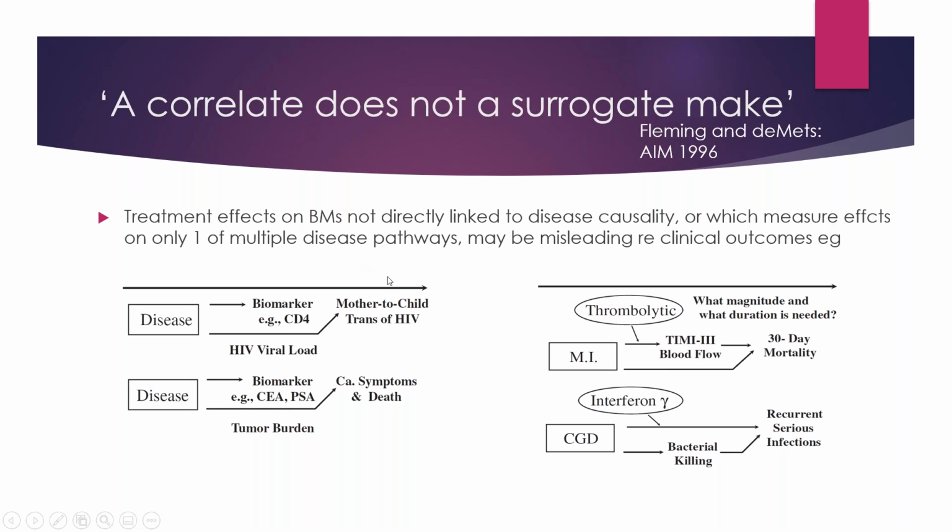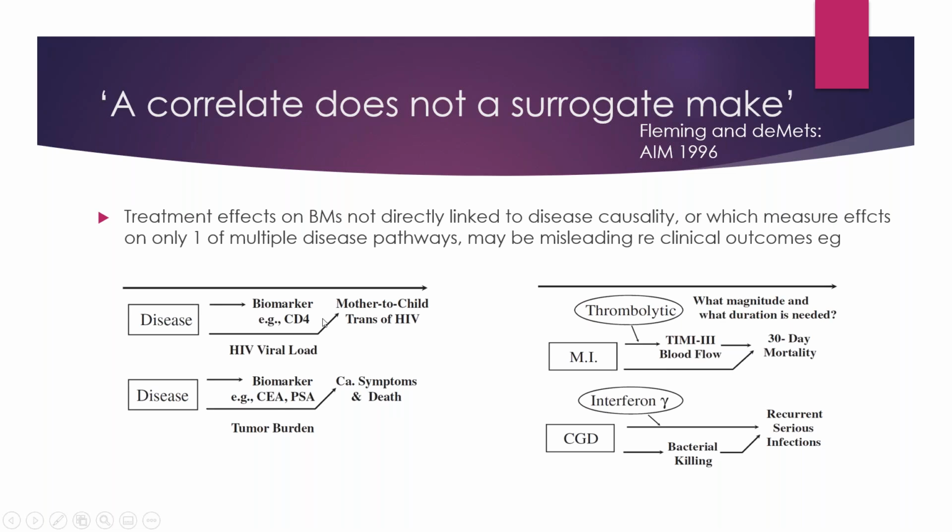An example of that was measuring the biomarker of HIV treatment response, CD4 count, in the context of predicting the risk of maternal to child transmission of HIV. And another example is measuring a biomarker of a disease process, for example, carcinoembryonic antigen or PSA, to predict the probability of sustained cancer-related symptoms and eventual mortality.